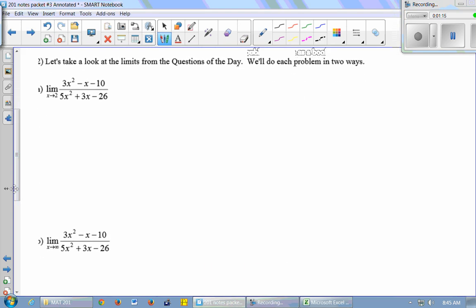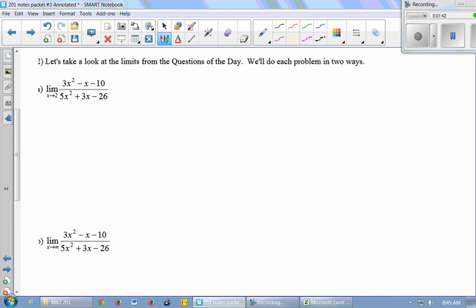Okay, so we're going to take a look at these limits from the questions of the day. We're going to do each one two ways. One sort of an old way that we would have had to resort to before, and one using our new way. So the limit as x approaches 2 for this function here, the first thing you should always try when you're taking a limit is just plug in the value that you're interested in.